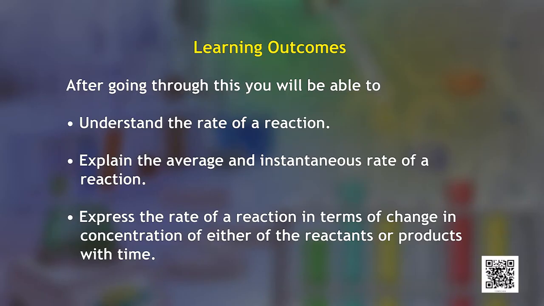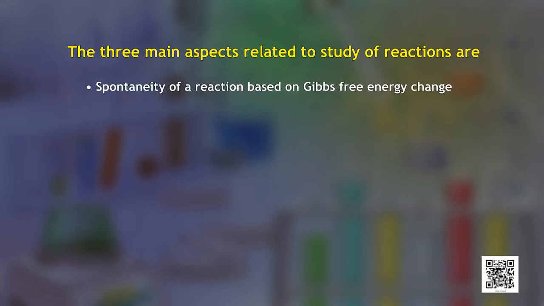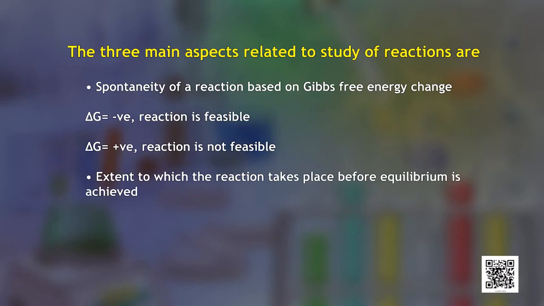products with time. The three main aspects related to study of reactions are, first being spontaneity of a reaction based on Gibbs free energy change, that is, if delta G is negative, the reaction is feasible, and if delta G is positive, the reaction is not feasible. The second aspect being extent to which the reaction takes place before equilibrium is achieved.